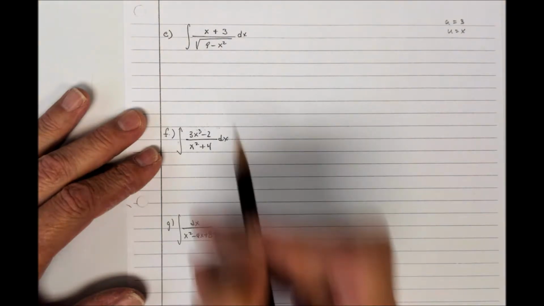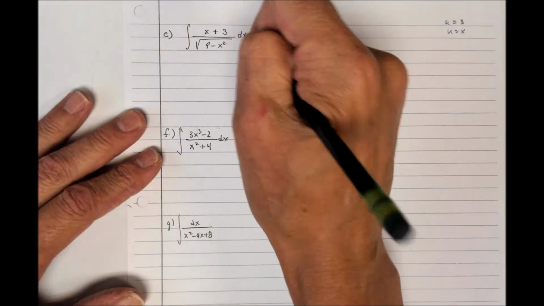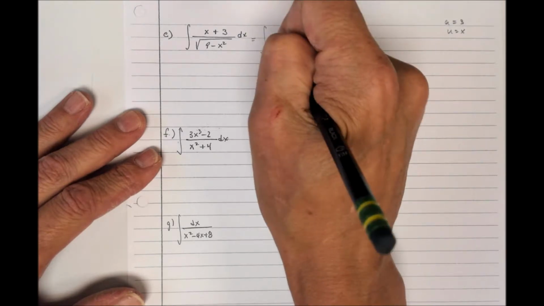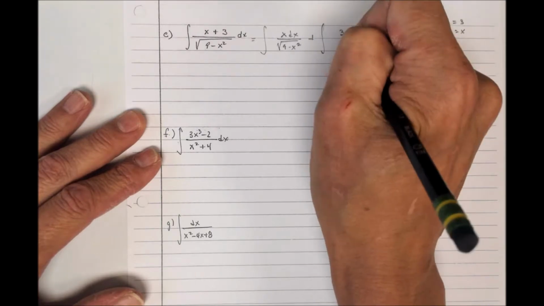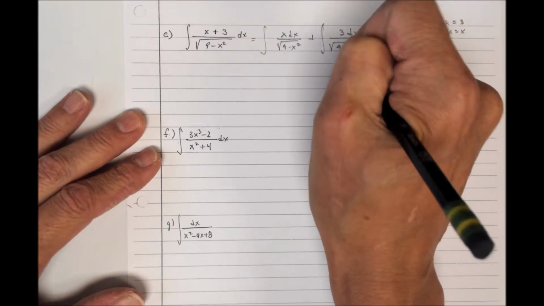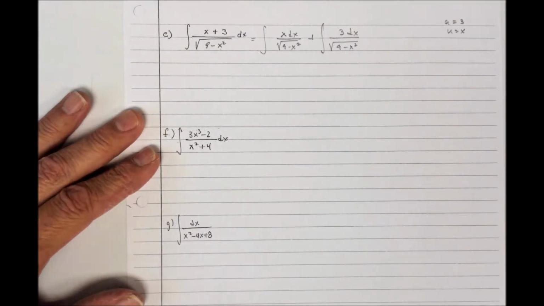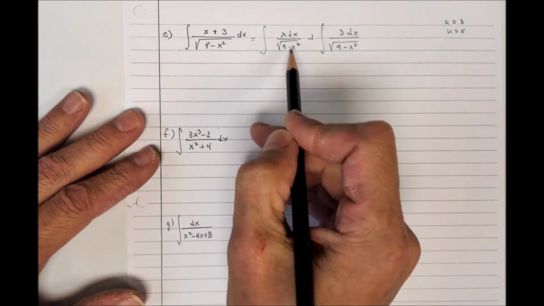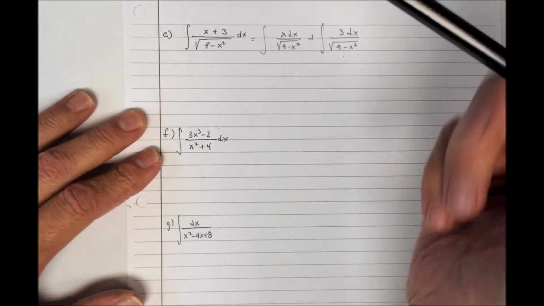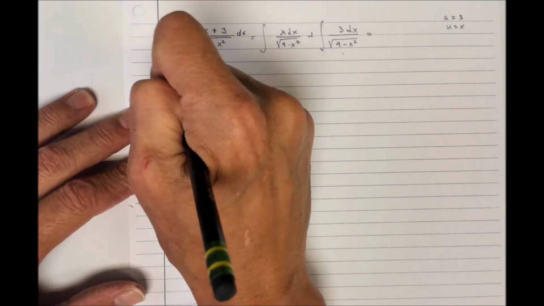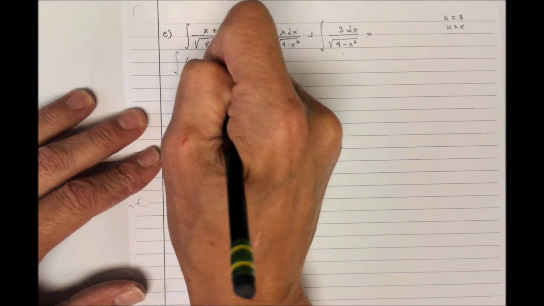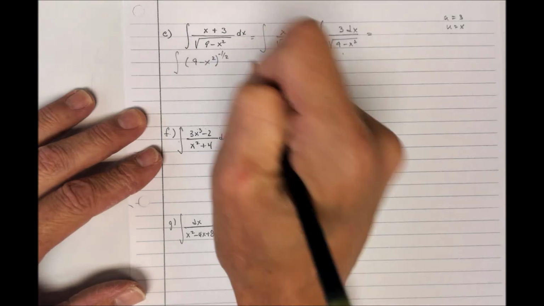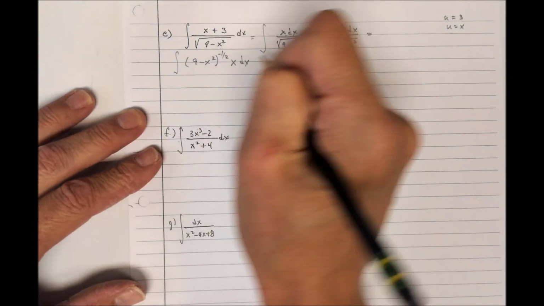I mean, if it was just a 3, I could pop it out in front. But what if we were to take the time to rewrite this as x dx over the square root of 9 minus x squared plus 3 dx all over the square root of 9 minus x squared, and use the fact that the integral of a sum is the sum of the integrals. So by writing it, notice common denominator, in this form, I can do one more interesting step here. I'll write this one as 9 minus x squared to the negative 1/2, right? Then I have x dx. And then this one here, I'll just pop the 3 out in front.